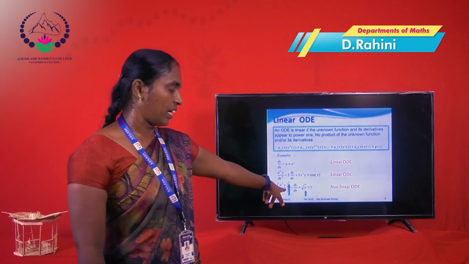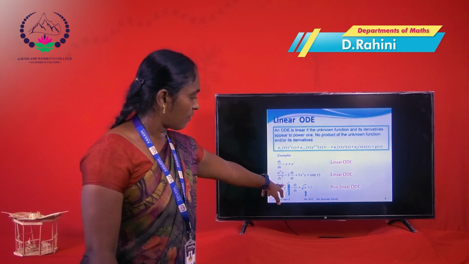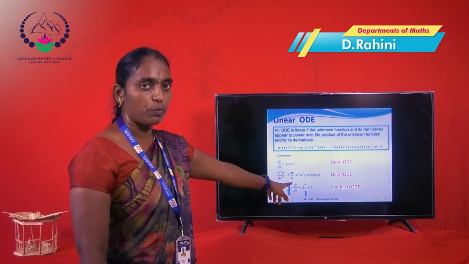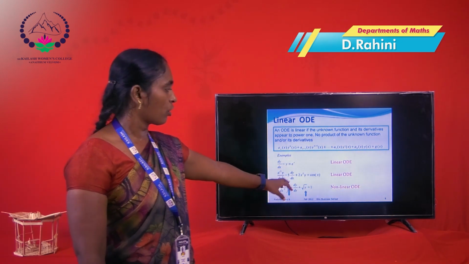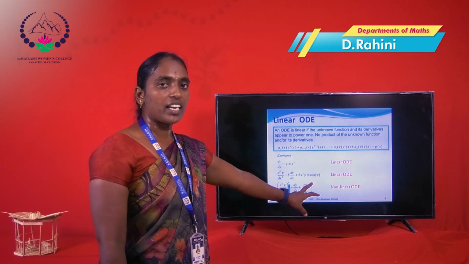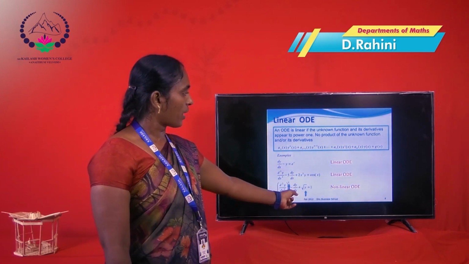So this is an example of a non-linear differential equation. Here already I gave you, a power is available here, 2 whole cube. So this is not a linear ordinary differential equation example. Okay. So these two are the linear ordinary differential equation examples.